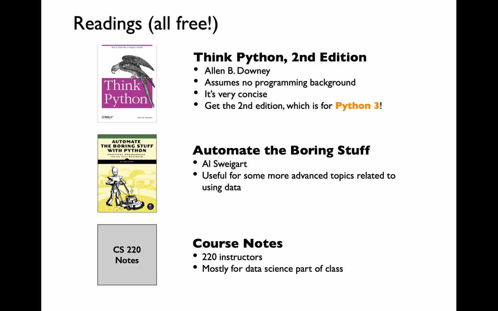Let's talk about readings. The readings for this course will be mainly assigned from 3 different sources. The first one is Think Python 2nd edition. The second one is Automate the Boring Stuff. You should find 2nd edition links directly on the course website for the Automate the Boring Stuff book as well. The third one would be custom course notes written by the CS319 instructors.